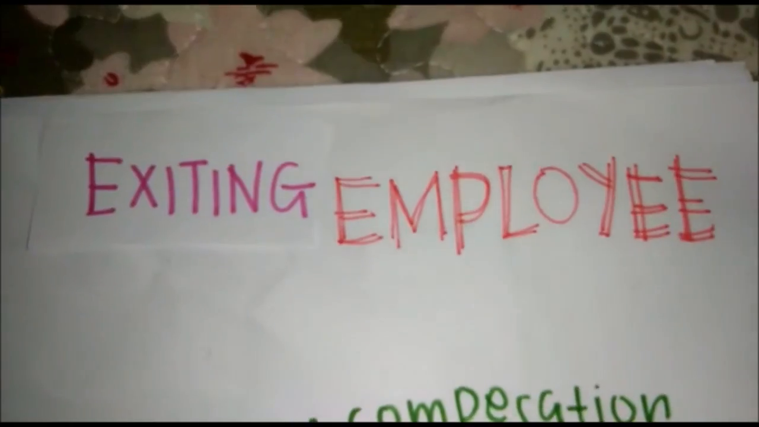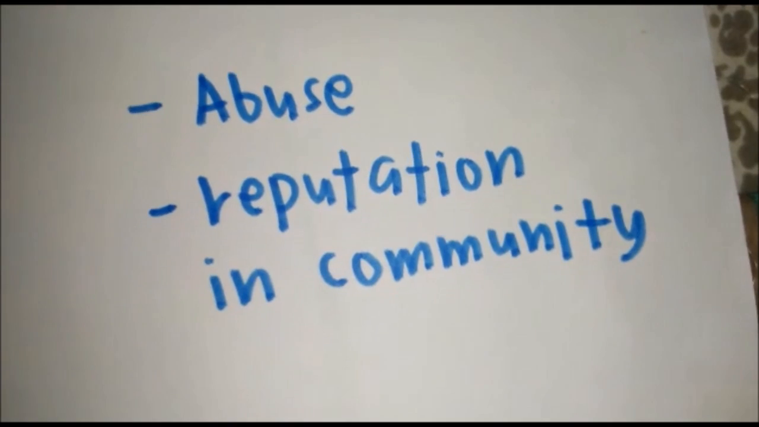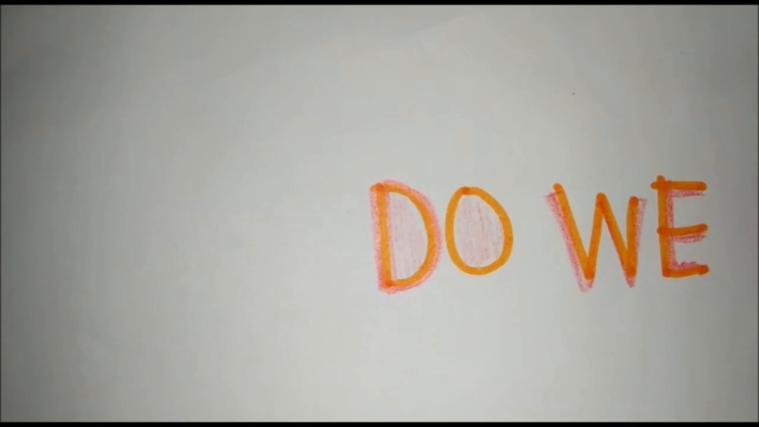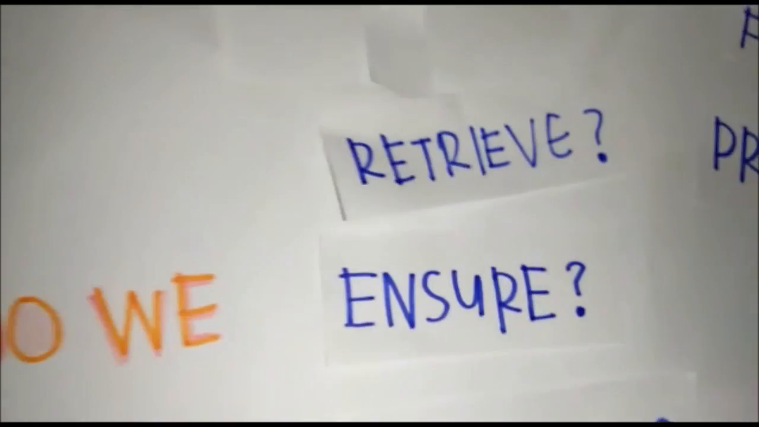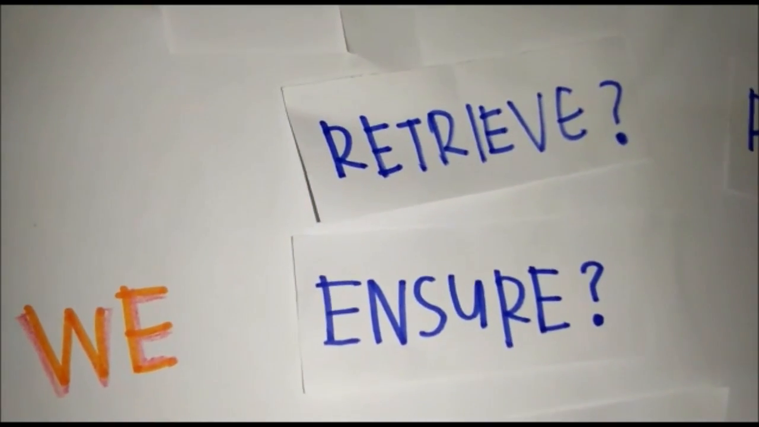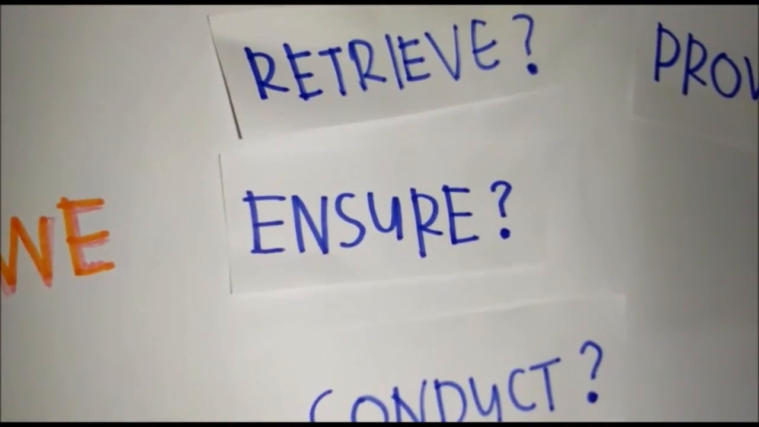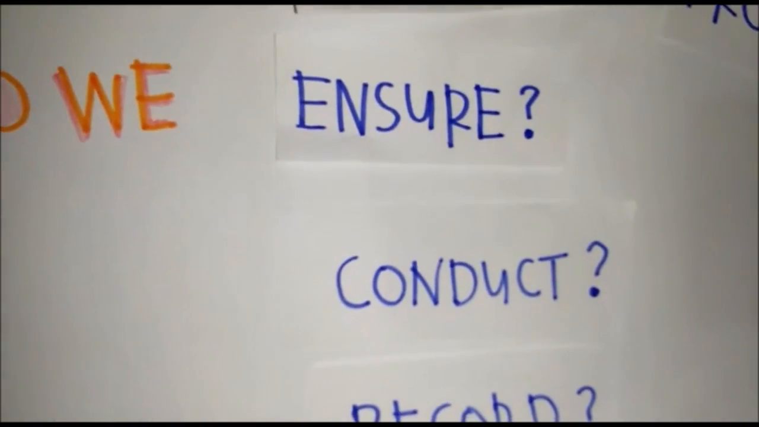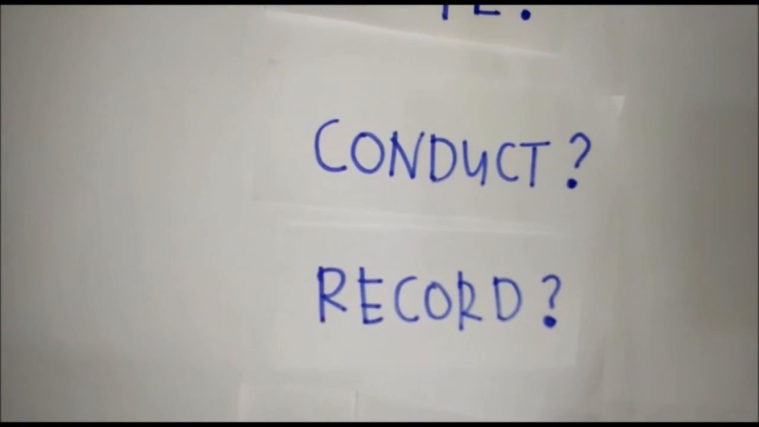Last but not least is the exiting employee, and the potential risk is abuse and reputation in the community. And the potential considerations that can be made for an exiting employee are, do we retrieve organizational information and equipment that the dismissed employee used? Do we ensure that all access codes and passwords are deactivated? Do we conduct an exit interview? And last, do we record lay-off time and vacation balances?